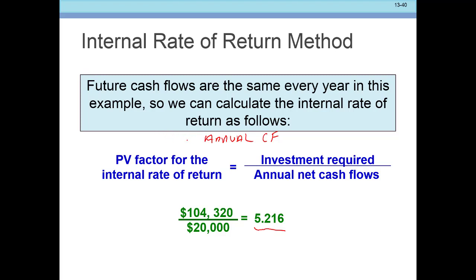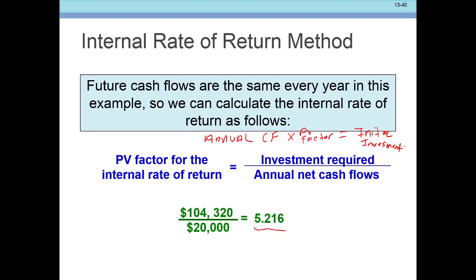We know that we have to take the annual cash flows, right? And we have to multiply that times the present value factor. And if that equals the initial investment, then by definition, the present value of my annual cash flows is equaling my initial investment. Thus, my net present value is zero, isn't it?